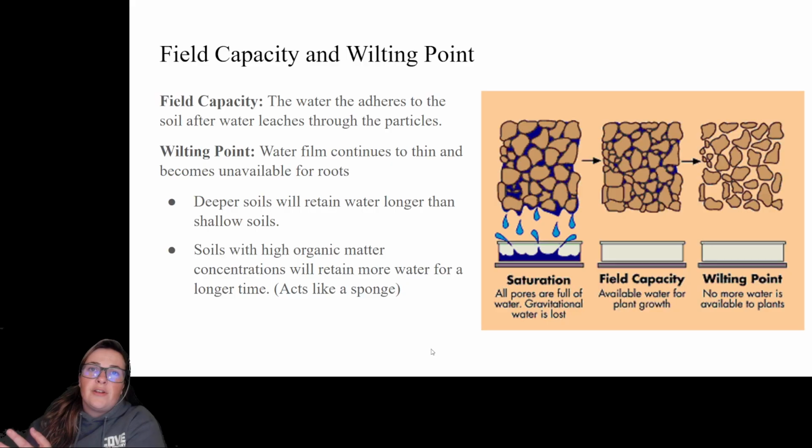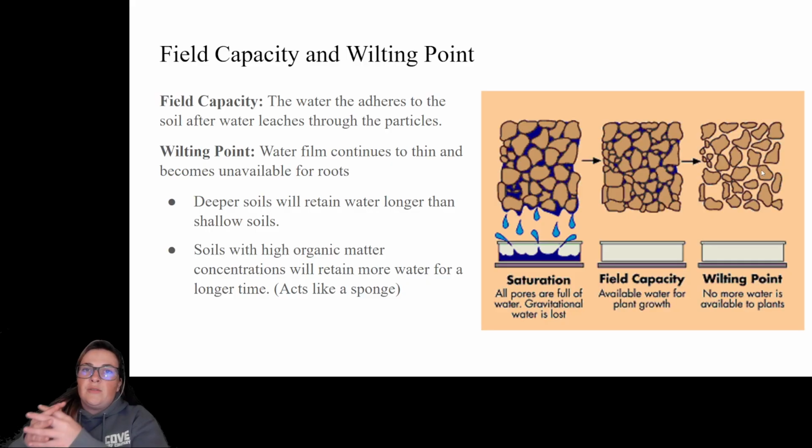Okay, so here's another picture going into field capacity and wilting point. Field capacity is the water that adheres to the soil after water leaches through the particles. So we fully saturate the soil, all excess is pulled off through gravitational force, and what's left in between the particles is what stays behind. So we have saturation, the excess comes off, and then we have field capacity. This is what stays in the particles.